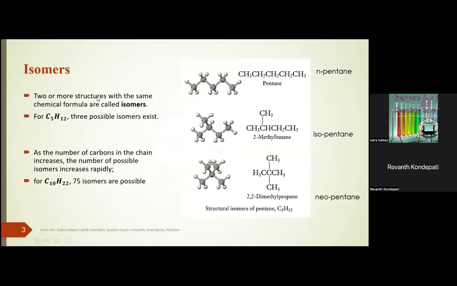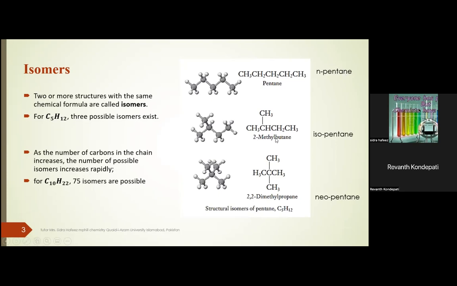Isomers are two or more structures having the same molecular formula but different structural formula. For example, C5H12. As you can see, there are only 5 carbon atoms, so it will be known as pentane. Three possible isomers exist for pentane. Here you can see C5H12, the same molecular formula, but we can write this pentane in different structural formulas. This long chain form is known as n-pentane, normal pentane.